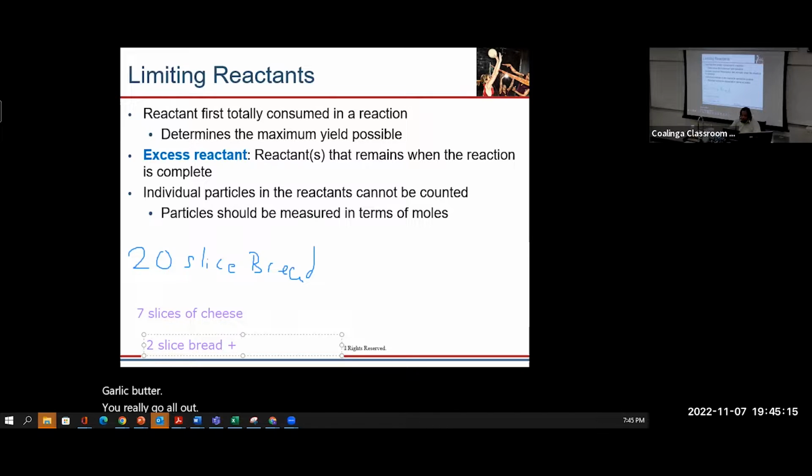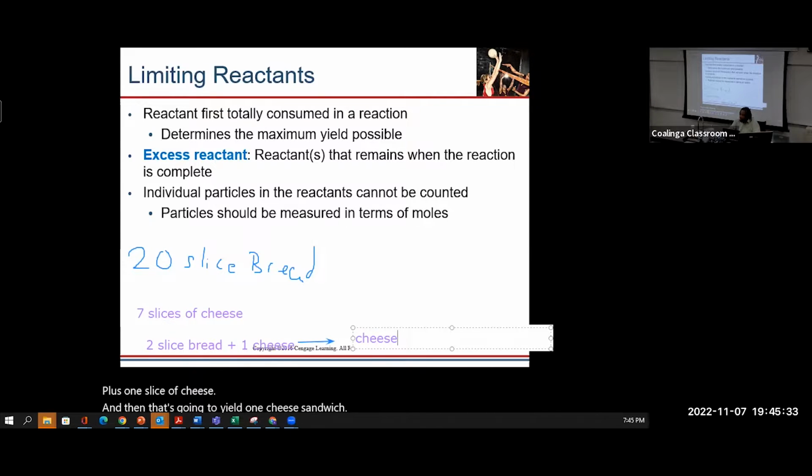Plus 1 slice of cheese, and then that's going to yield 1 cheese sandwich. I can have 20 slices of bread and only 7 slices of cheese. That doesn't even make sense.